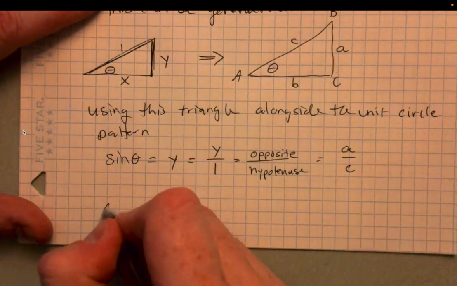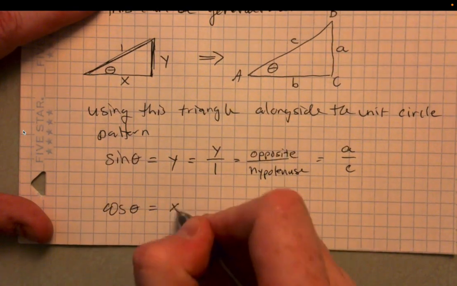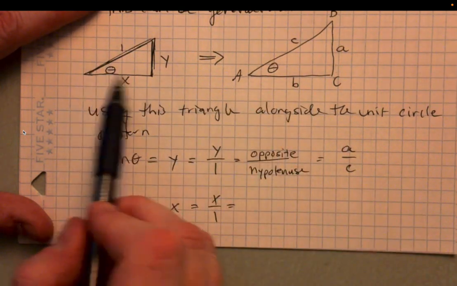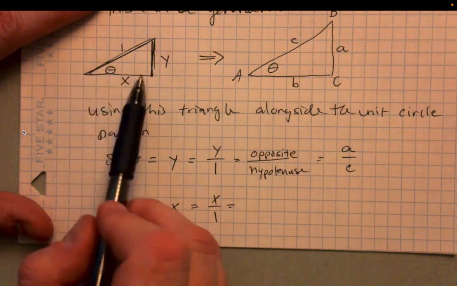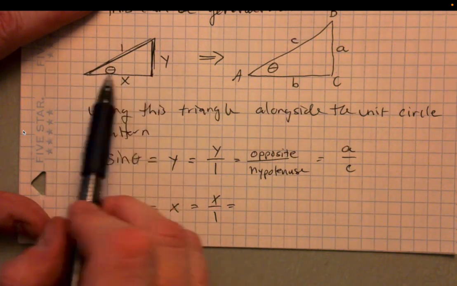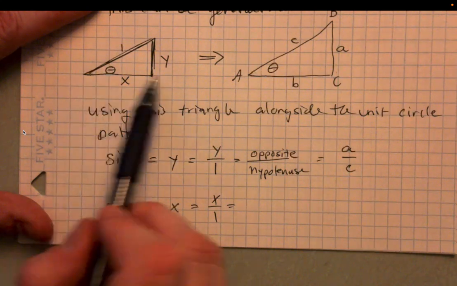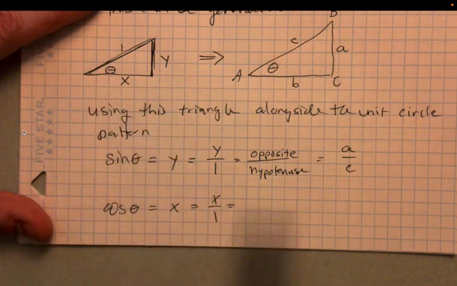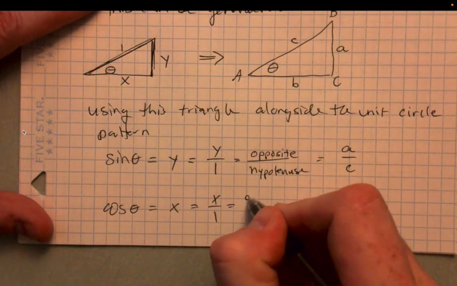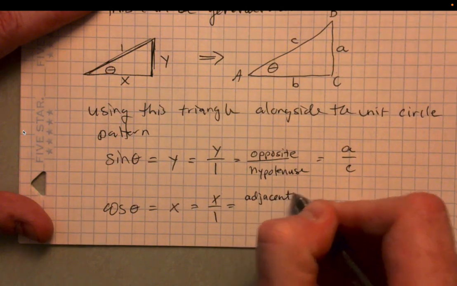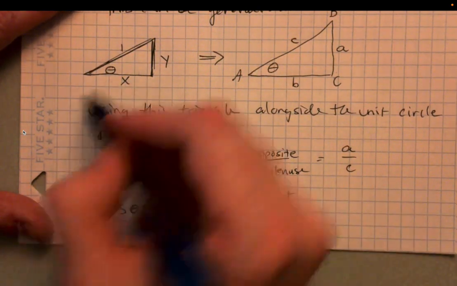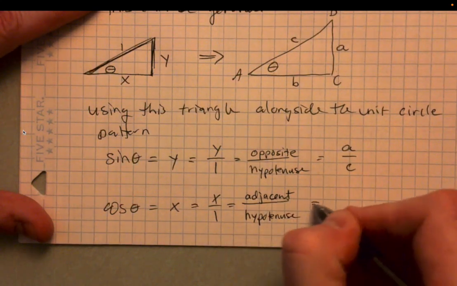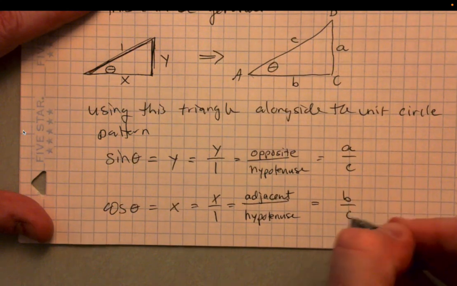Okay, what about the cosine? Well, we saw that that was x, and so we can think of that as x over 1. And so that's actually the side that's adjacent to theta, right? Meaning it's one of the sides that contributes to the angle theta. In this case, it's the initial side of theta, right? So we just refer to that as the adjacent side, right? So it's the adjacent side divided by the hypotenuse. Okay, or in the case of this triangle, it's b over c.